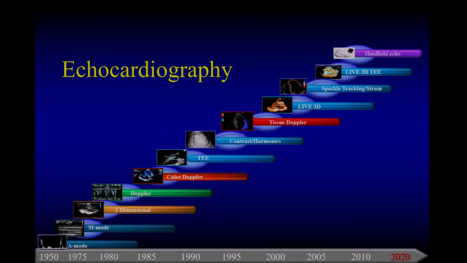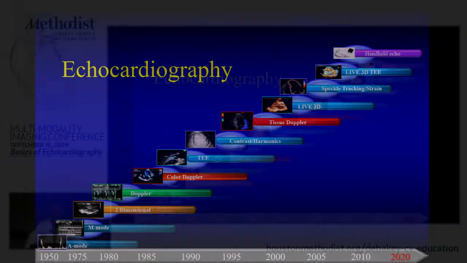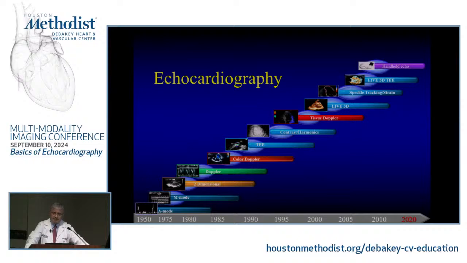So if you ask me what our evolution looks like, you're living in the 20s, and it started with A mode, M mode, 2D, Doppler, color Doppler, TEE, contrast harmonics, tissue Doppler, live 3D, speckle tracking with strain, live 3D TEE, handheld echo for point of care. Hopefully you don't abuse it and use it well, because it doesn't have all the bells and whistles. And with point of care ultrasound, also in the critically ill patient, you'd better know what you're doing, right?